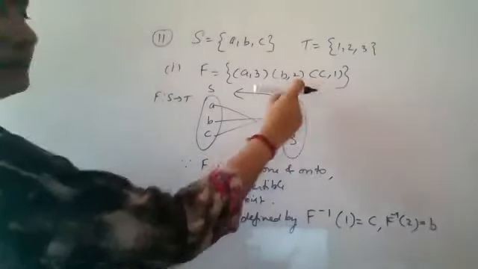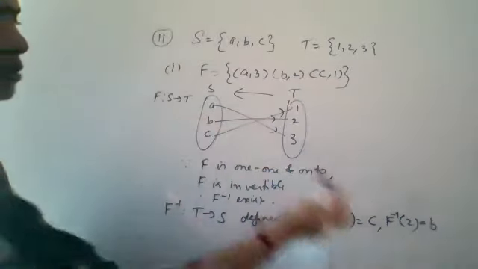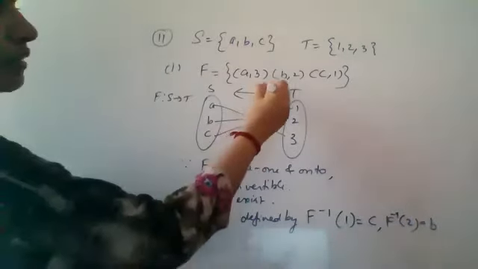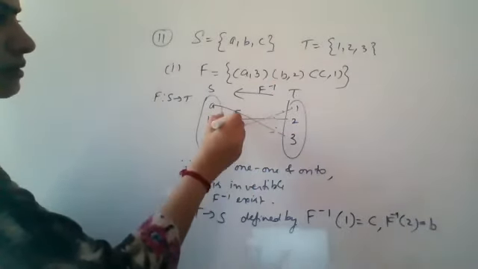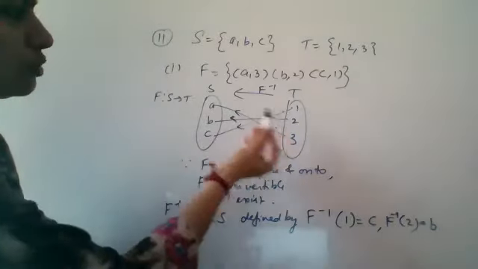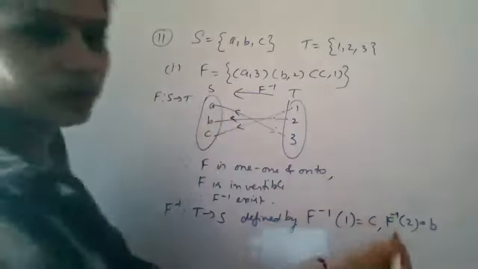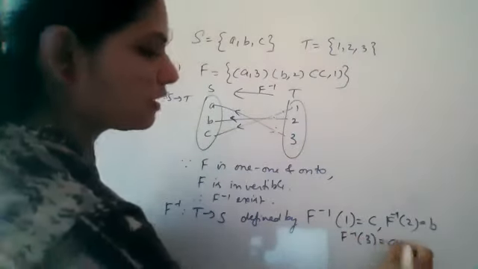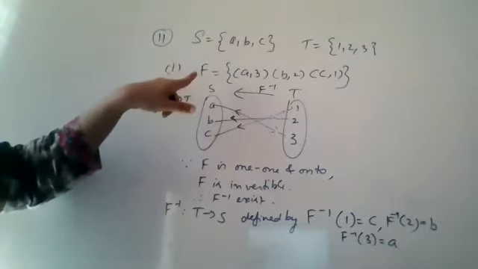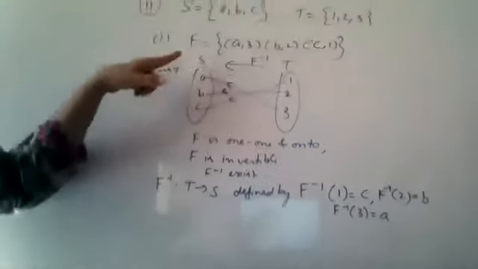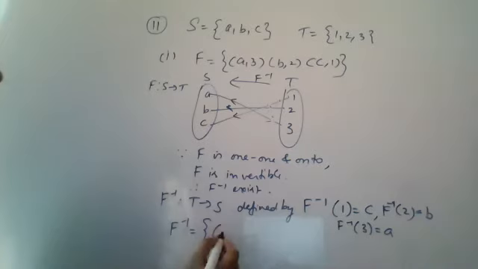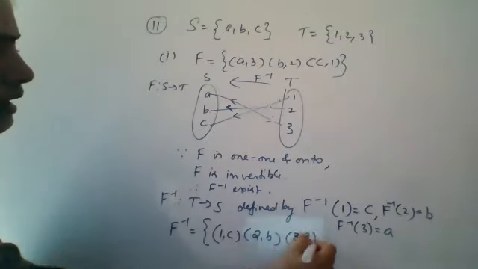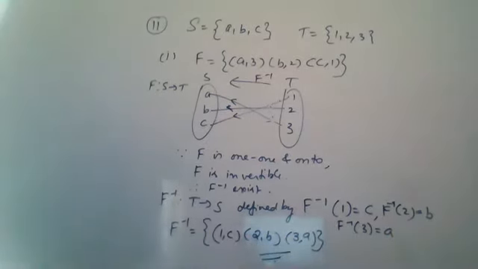And f inverse of 2 will be b. Is it understood how it was found? 2 is connected to which one? b. So f inverse of 2 is b. The arrow that we marked, you have to take the opposite direction. So f inverse of 2 is b and f inverse of 3 is a. When you are asked to define it like this, since the question is in this form, we can write f inverse as the set of ordered pairs: (1, c), (2, b), (3, a). Okay, this is clear.